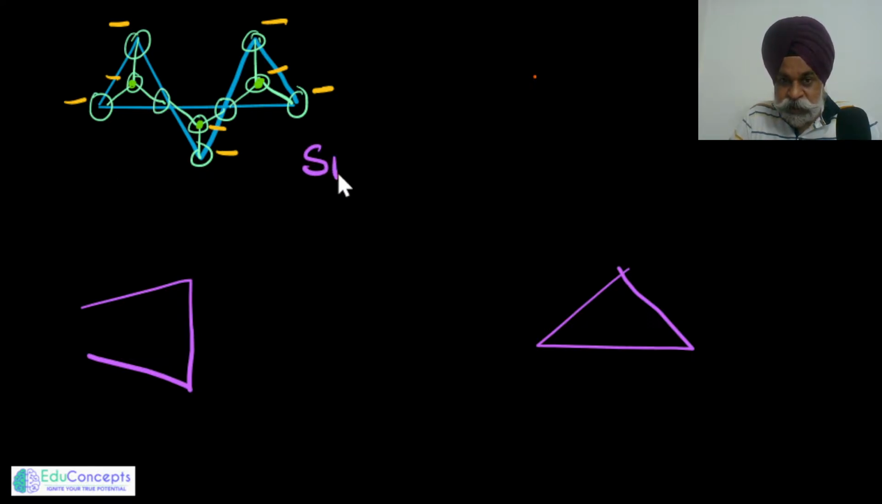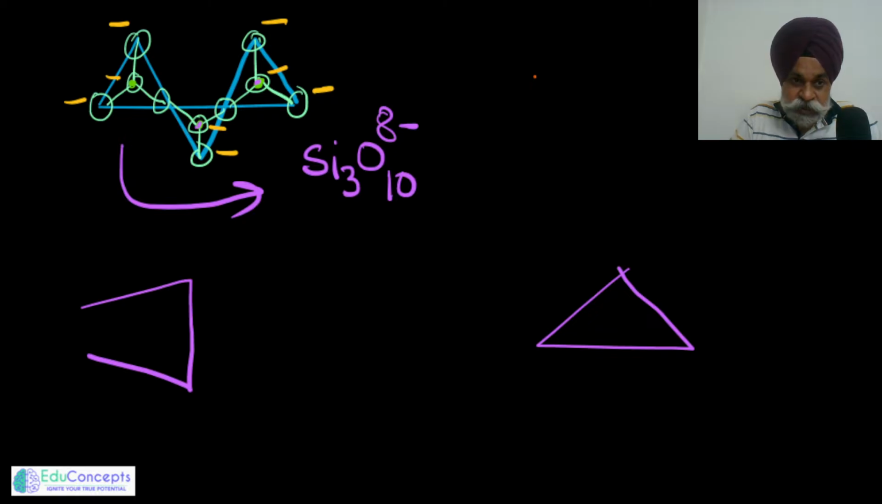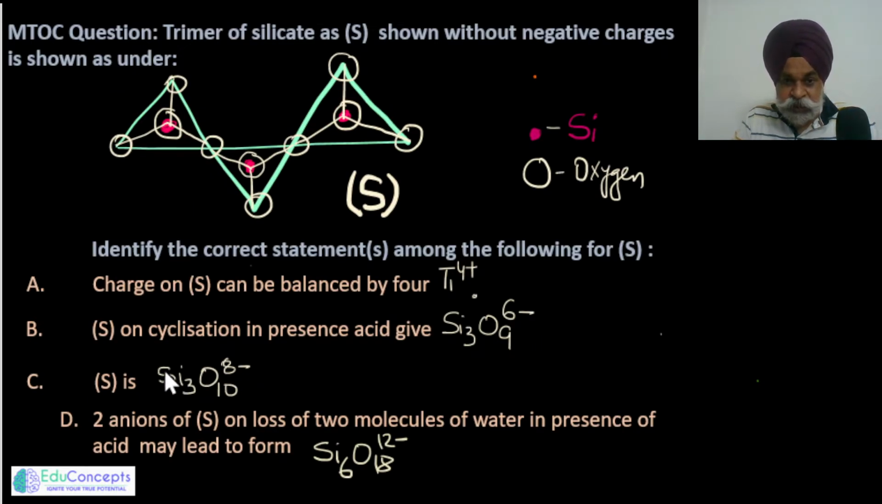So what is the formula here? The formula which I get here is Si3, because these are the 3 silicon which are being shown by green dots. Oxygen are how many? Oxygen are 10, 3 and 3 6, 9 and 1, 10. So 10, and the negative charge which you are able to see is 8 negative. This is the structure of this particular species. Am I right? Let us see into some of the options they have given. S in itself is correct because they are asking for the correct statement. So first this statement is correct.